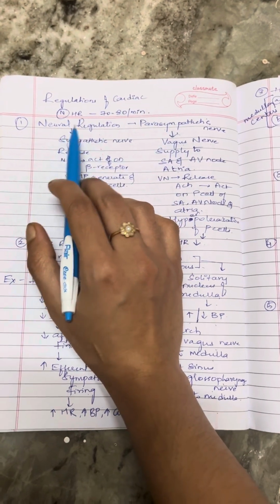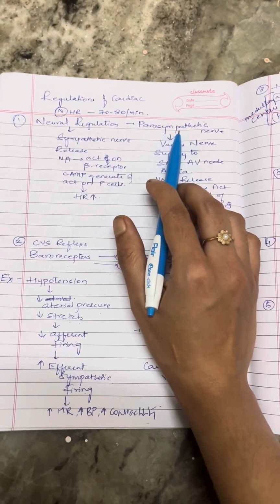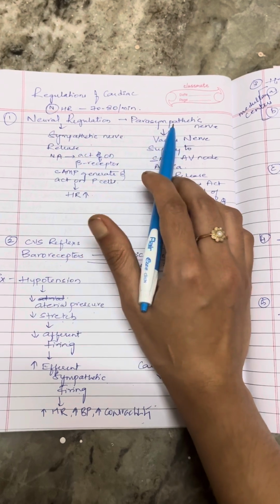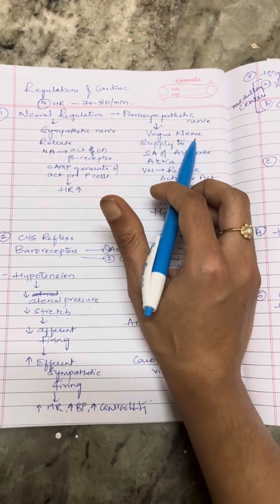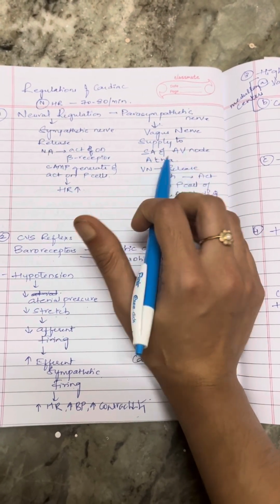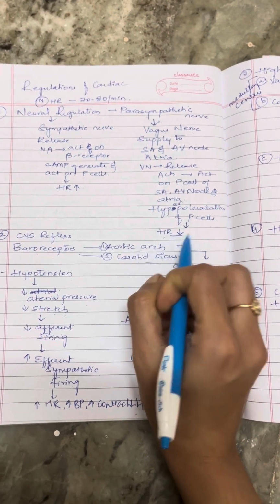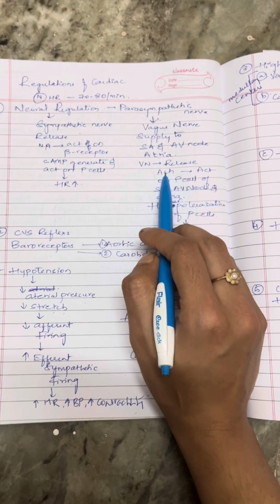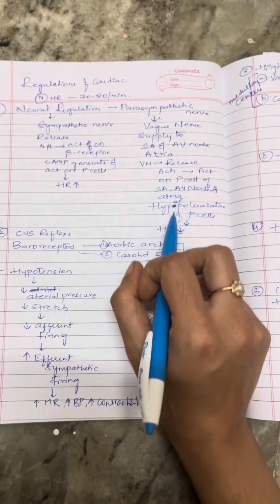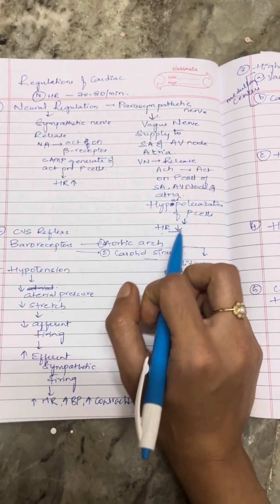The first one is the neural regulation. As you all know, there is a parasympathetic and a sympathetic. So the parasympathetic, with the help of the vagus nerve, supplies the SA node, AV node and atria. With this, it usually decreases the heart rate. And how it does this, as you know, is that the vagus nerve releases acetylcholine and acts on the P cells and causes hyperpolarization of the P cells and decreases the heart rate.